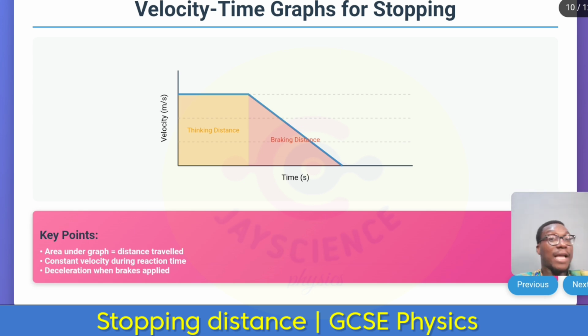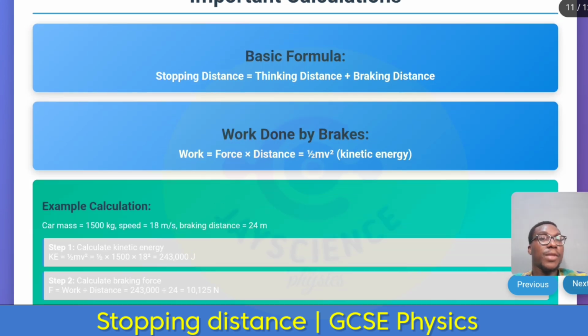which is your thinking distance. And then the braking distance is usually a right-angle triangle, because the graph slopes downwards, which shows you are decelerating. You can do half base times height and then get your braking distance. Addition of the two will give you the stopping distance.